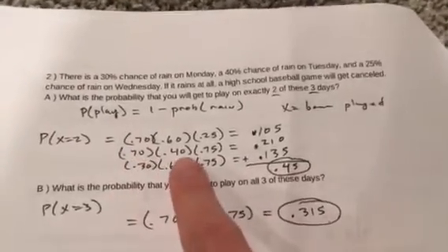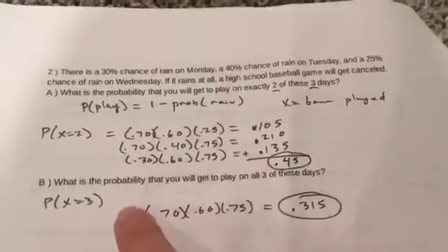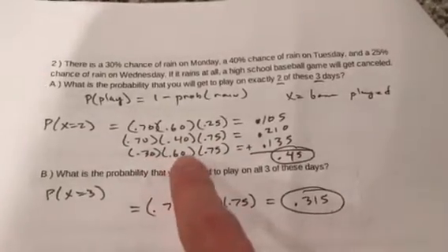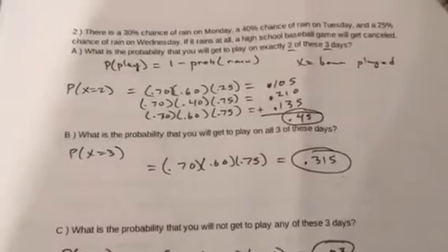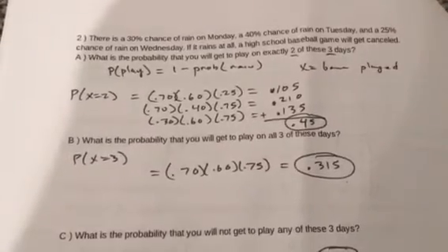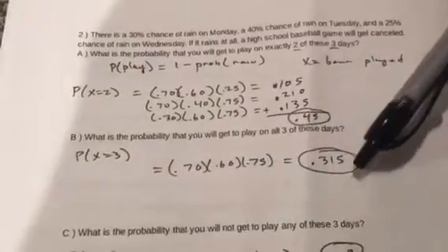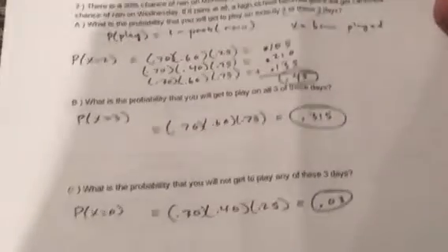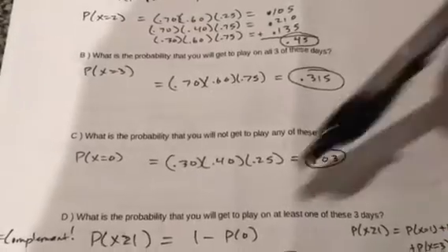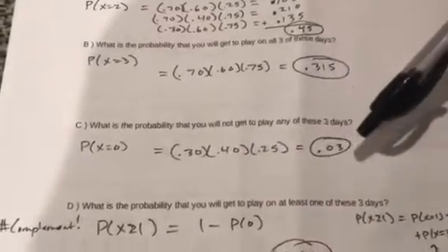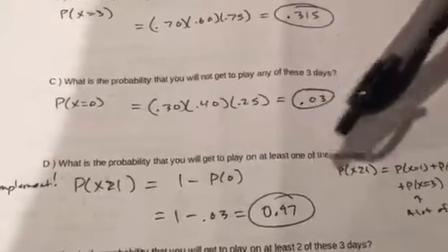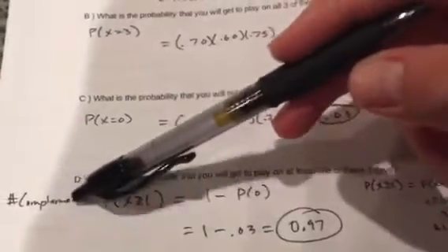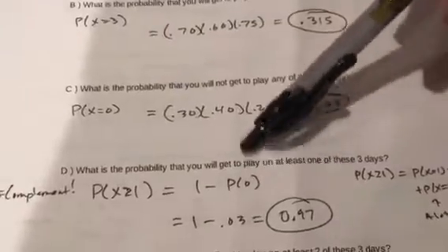It doesn't rain, it does rain, it doesn't rain. And then finally, it does rain, it doesn't rain, it doesn't rain. All right, add them all up, and you get your answer. What is the probability that you get to play on all 3 of these days? So 3 straight days of it not raining. That's your answer. What is the probability that you will not get to play? So it rains every single day. What's the probability that you get to play on at least 1 of the 3 days? That's just the complement. It's 1 minus the probability that you don't get to play any of the days.